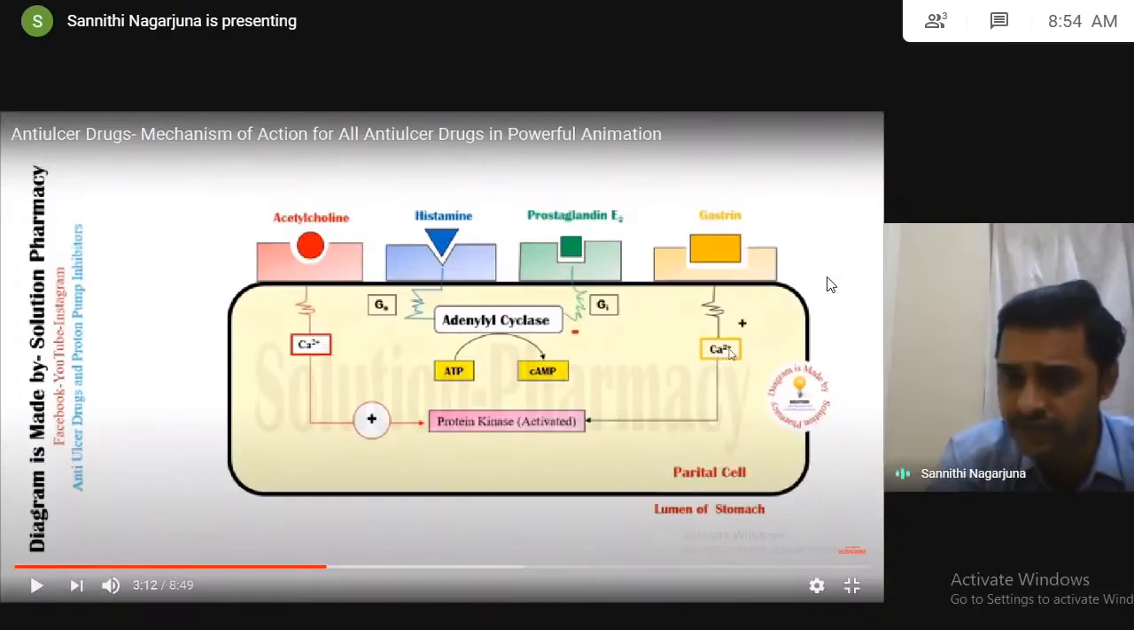IP3 DAG means Gq type. These two are Gq type, so they increase acid secretion. Histamine is Gs type, stimulation of adenyl cyclase. Prostaglandins are Gi, inhibition. That's why prostaglandins are defensive factors, inhibiting acid secretion because they are Gi type. Histamine increases acid secretion because it is Gs type. Acetylcholine and gastrin are Gq. Gq means, I told you, IP3 DAG is always stimulation, so it increases acid secretion.